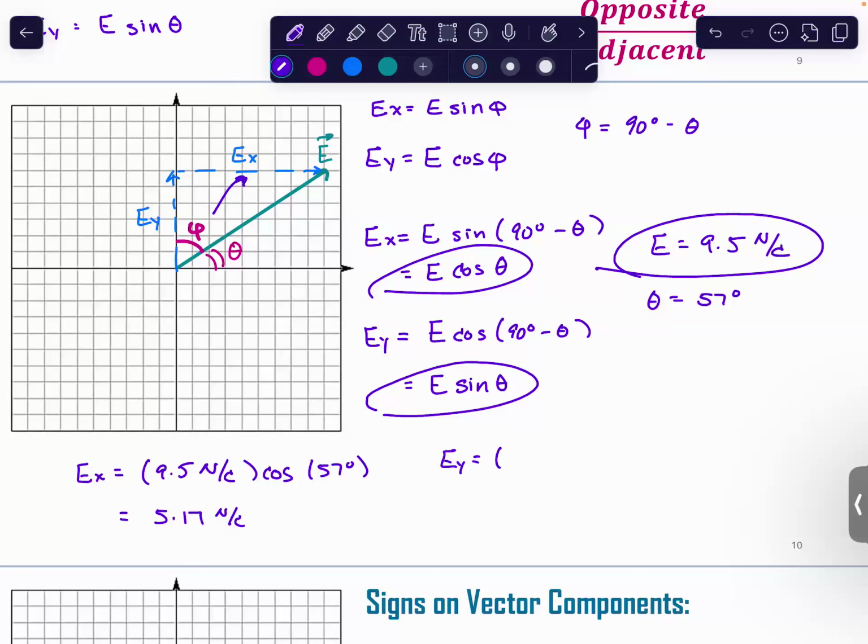Your EY, again, would be your 9.5 newtons per coulomb, sine 57 degrees. When you calculate that, you should get about 7.97 newtons per coulomb. So for those of you who are just coming in this semester, someone tell them what the Newton is. Yeah, it's the unit of force.